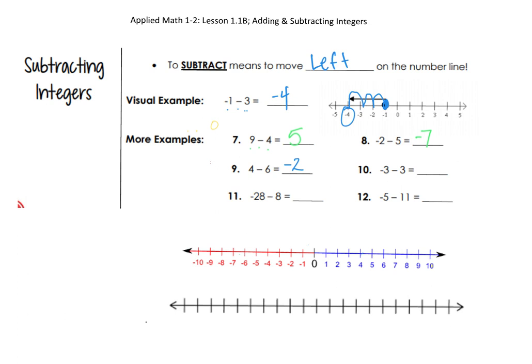For number 10, we have negative 3 take away 3. Now, a lot of people might think that this should be 0, but let's show why it is not actually an answer of 0.